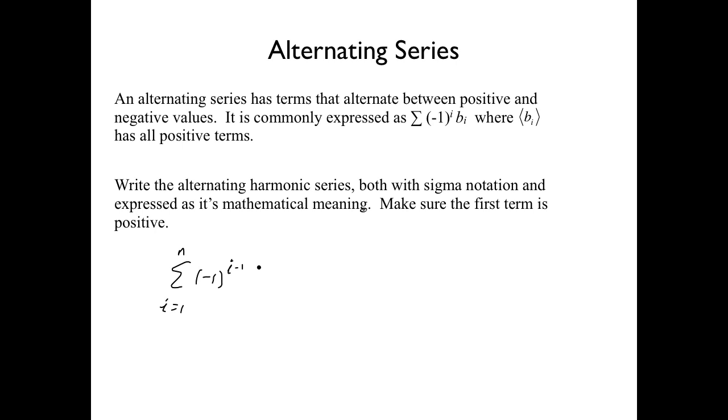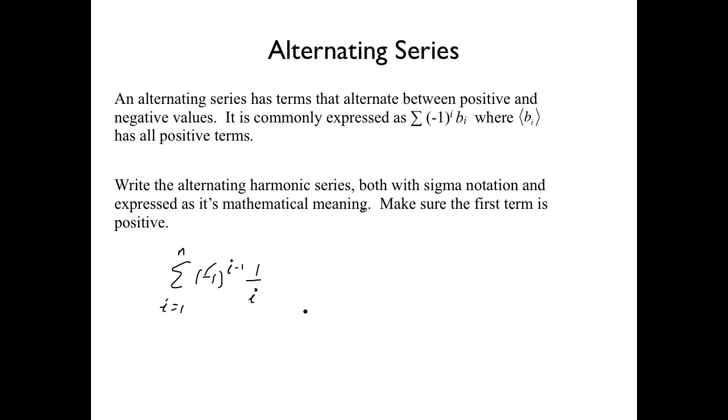Remember the harmonic series? One over I. And why -1 to the I minus 1 and not just -1 to the I? Right, so that's the way that we make sure that when I equals 1, we get +1. Does it matter if you do I minus 1 or I plus 1? Nope. You normally see I minus 1 more often, but it does not matter at all. I plus 1 would be fine too. So we just have to offset that I by 1 somehow, and that makes it positive when I equals 1. Okay?